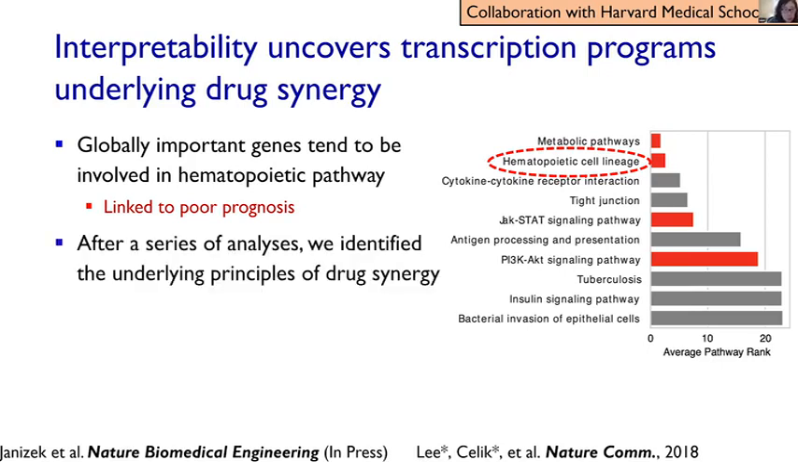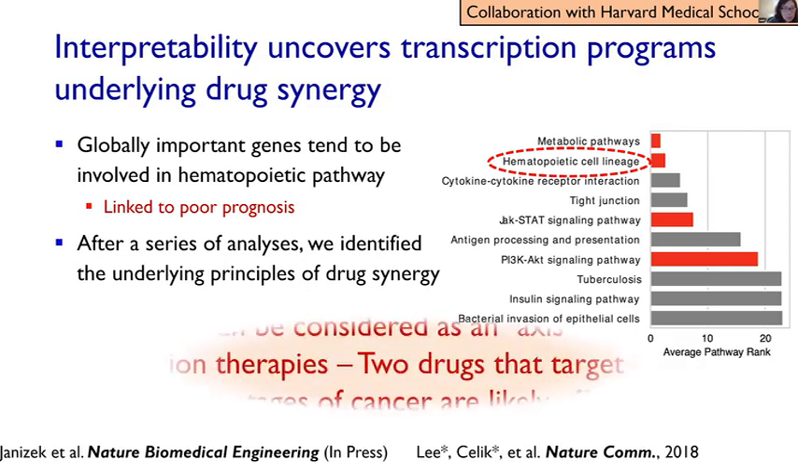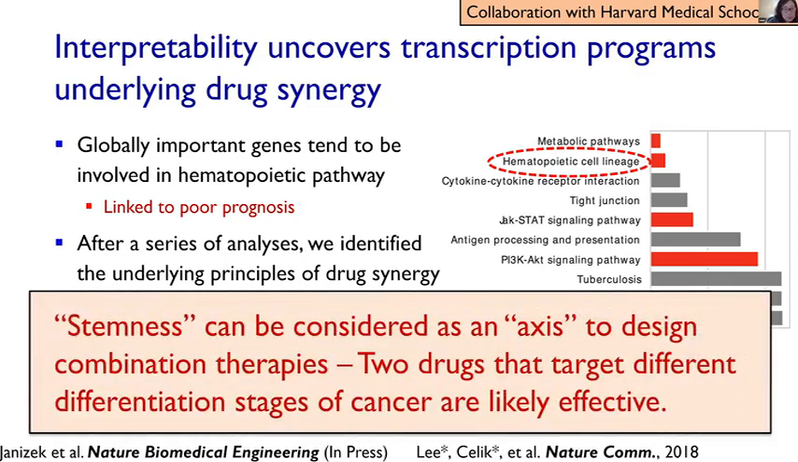And then we performed many analyses. All details are in the paper. We identified the underlying principles of drug synergy. The final conclusion was that stemness can be considered an axis to design combination therapies. What that means is that if you consider two drugs, you want to use one drug that's known to work well for less differentiated cancer, and the other one being effective in more differentiated cancer.